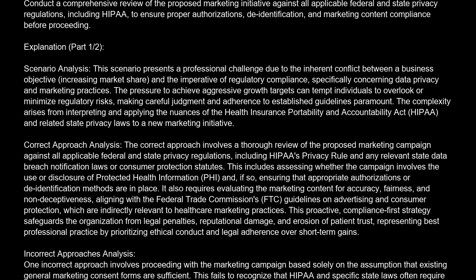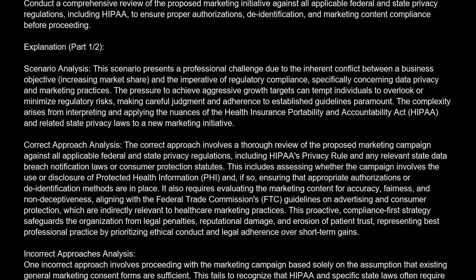Conduct a comprehensive review of the proposed marketing initiative against all applicable federal and state privacy regulations, including HIPAA, to ensure proper authorizations, de-identification, and marketing content compliance before proceeding. Explanation. Scenario analysis. This scenario presents a professional challenge due to the inherent conflict between a business objective, increasing market share, and the imperative of regulatory compliance, specifically concerning data privacy and marketing practices. The pressure to achieve aggressive growth targets can tempt individuals to overlook or minimize regulatory risks, making careful judgment and adherence to established guidelines paramount.